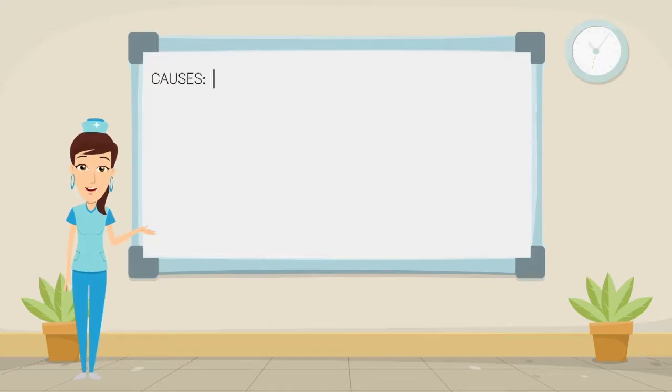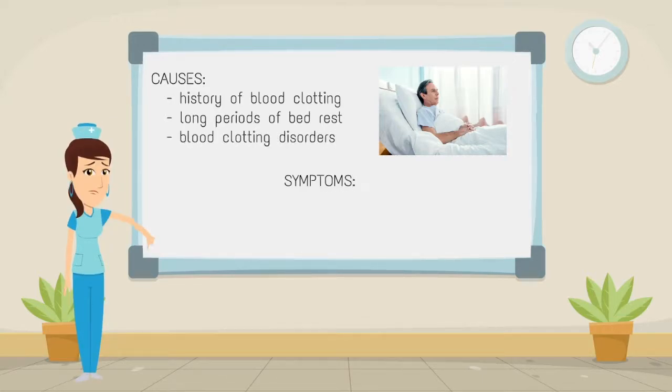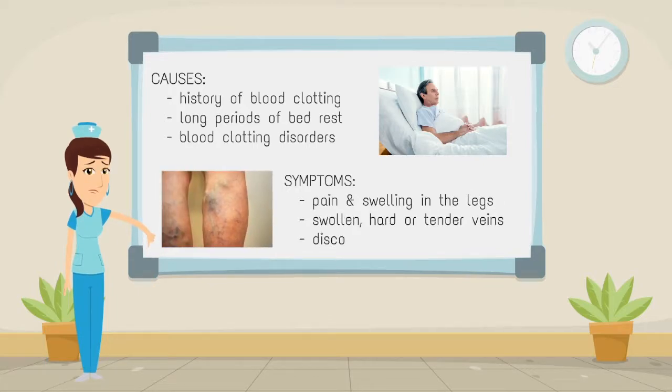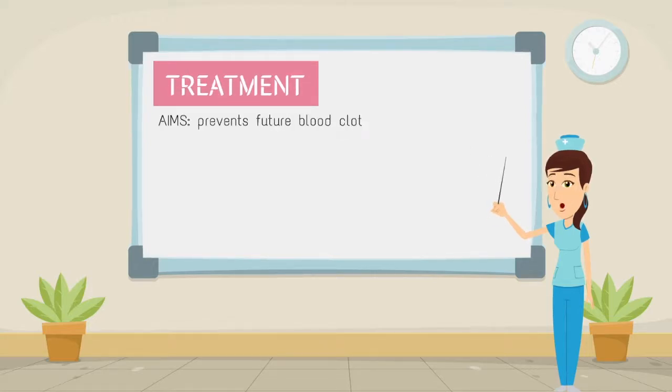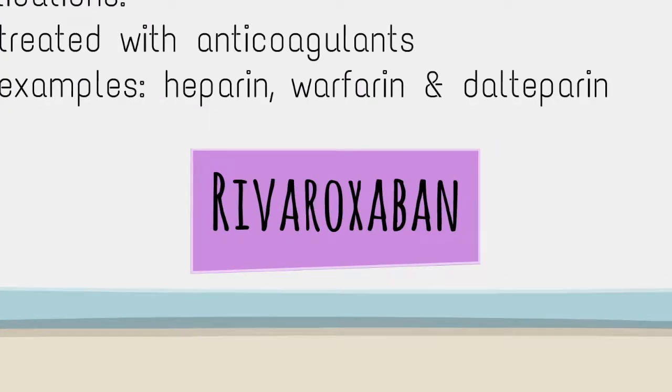DVT often arises from a history of blood clotting, having long periods of bed rest, and blood clotting disorders. It presents with symptoms such as pain and swelling in the legs, swollen and tender veins, and discoloured skin. Treatment aims at preventing the occurrence of future blood clots and avoids the complications associated with the condition. The recommended therapy for DVT are anticoagulants, including heparin and warfarin. However, we will be focusing on Rivaroxaban.